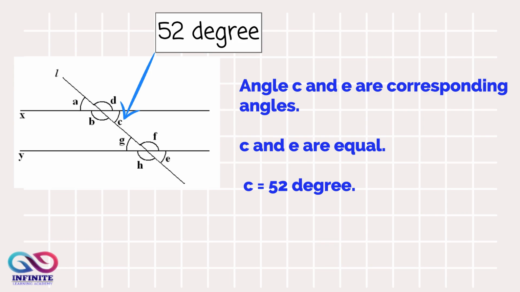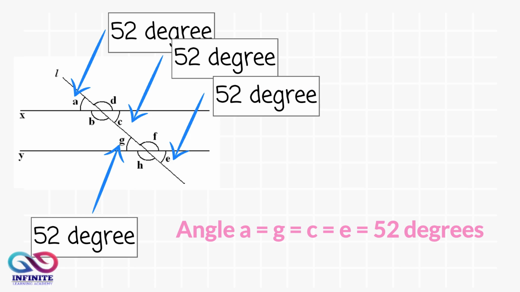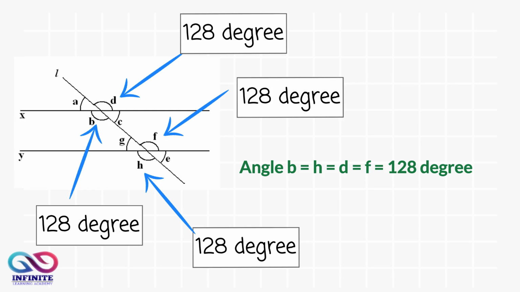Next, angle C and E are corresponding angles. So, C and E are equal. Therefore, E is also 52 degrees. Thus, angle A equals G equals C equals E equals 52 degrees. Angle B equals H equals D and also equals F. Thus, angle F is equal to 128 degrees.